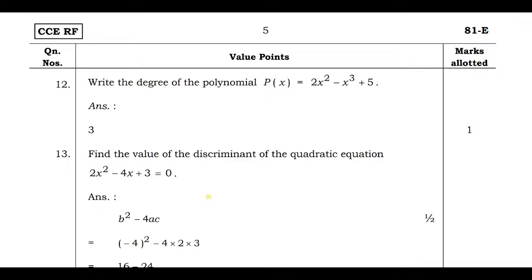12th question, write the degree of the polynomial. Given p of x equals 2x square minus x cube plus 5. For the variable x, say what is the highest power? It is 3. Therefore the degree equals 3.